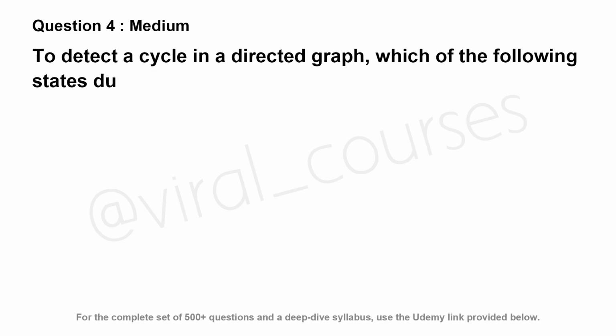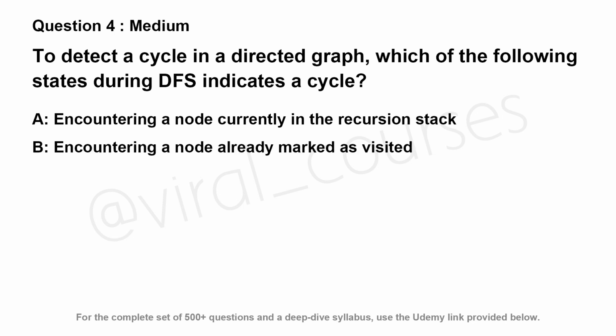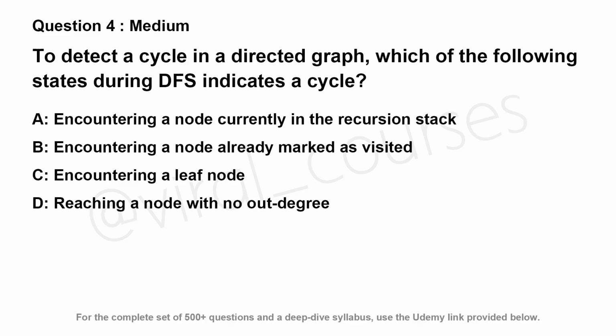To detect a cycle in a directed graph, which of the following states during DFS indicates a cycle? Option A, encountering a node currently in the recursion stack. Option B, encountering a node already marked as visited. Option C, encountering a leaf node. Option D, reaching a node with no out degree.